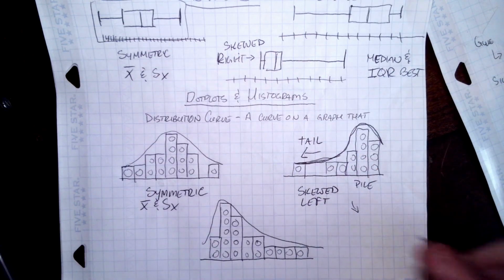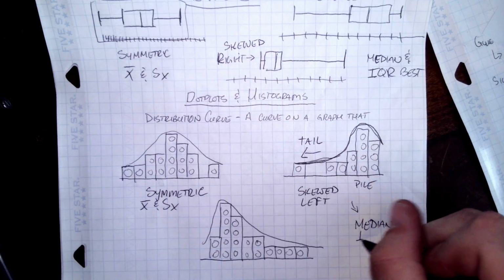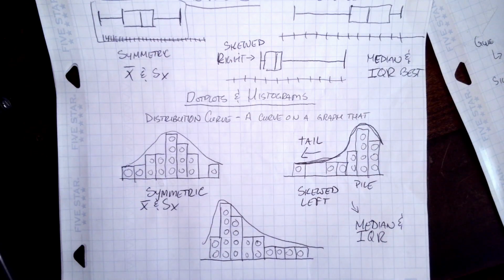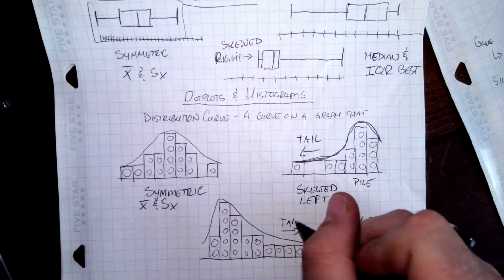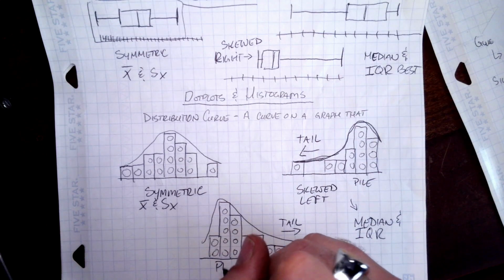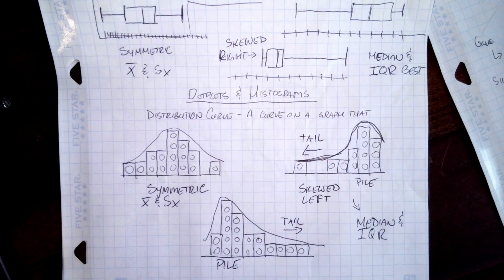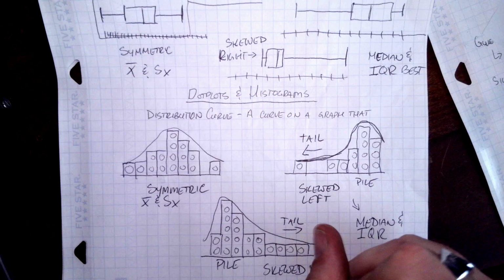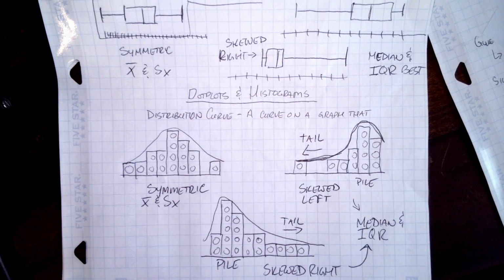And again, anytime you are skewed, the median and the IQR are going to be the best measures of center and spread. And then down here, we have the tail part, the lower, longer part of the graph on the right side, and the pile of data, the highest part, on the left. So that means that because the tail is on the right, or maybe we have outliers on the right, that is skewed right. And again, anytime we are skewed, the median and the IQR are best.